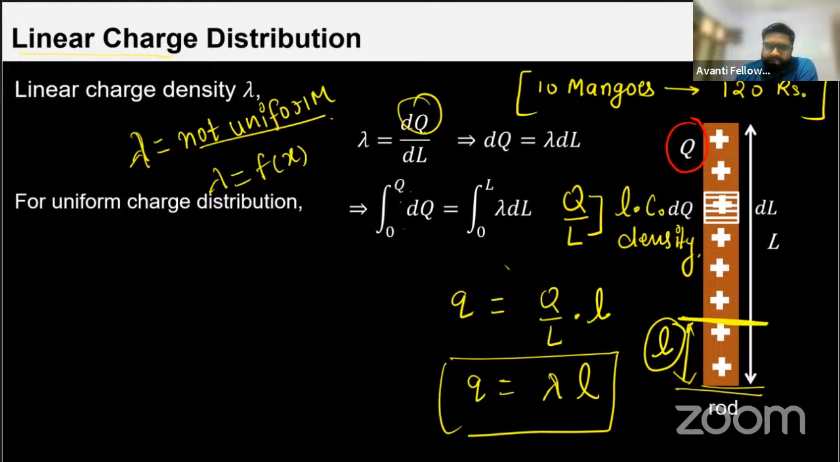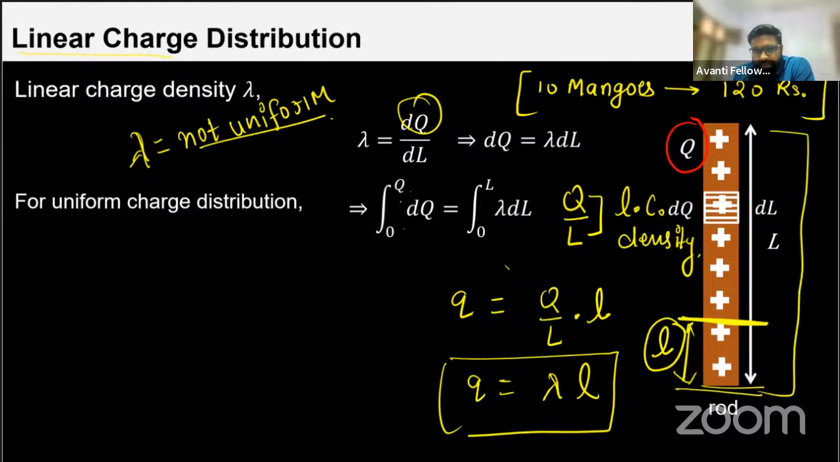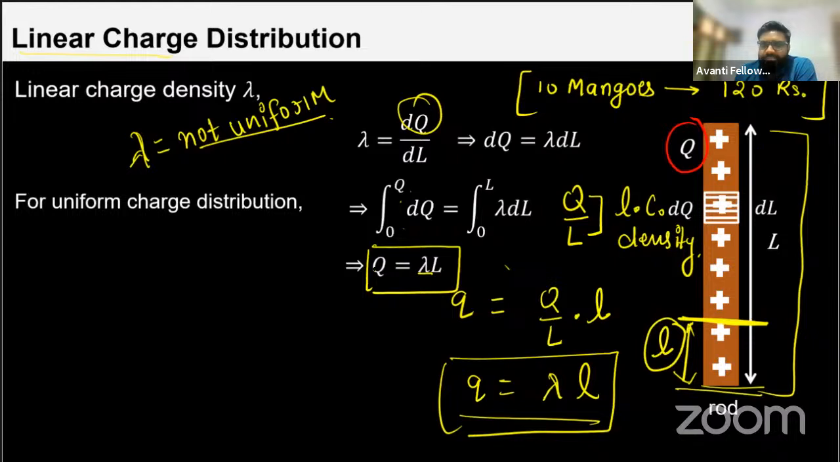ठीक है ना. But if lambda is uniform, which means it is a constant quantity, you can take it out of this integration and then integrate 0 to L dl. The integral of dl from 0 to L means total length. So again you will get this formula. ठीक है. Now Q is equal to lambda into L. देखो Q क्या था? टोटल चार्ज था. So what we have done is we have taken lambda, charge per unit length, and multiplied it by the total length, that is why we are getting this Q.